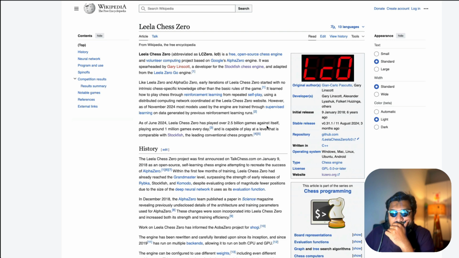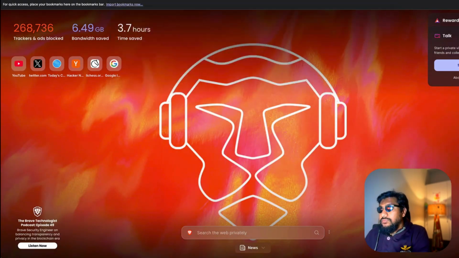Okay, this Wikipedia page is about Leela Chess Zero, a free, open-source chess engine that uses reinforcement learning. It was developed by Gary Linscott and is based on AlphaGo Zero, learning to play chess through repeated self-play. Leela Chess Zero has played billions of games against itself.